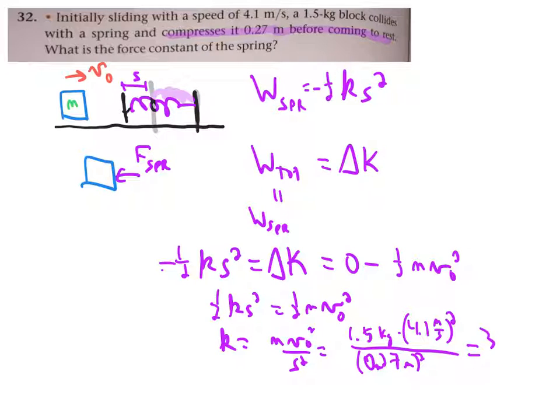This ends up being 345.88 newtons per meter, and our sig figness is that we have only 2, so this is really 350 newtons per meter.